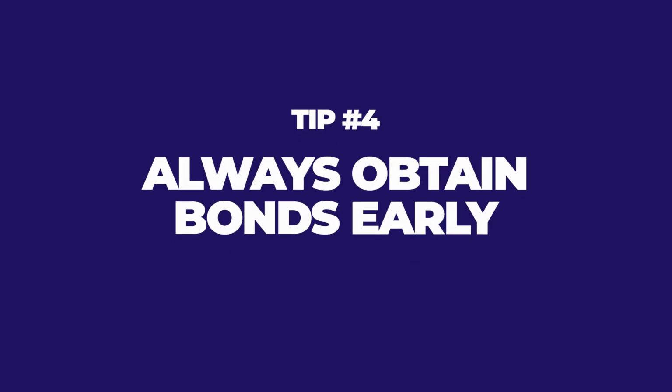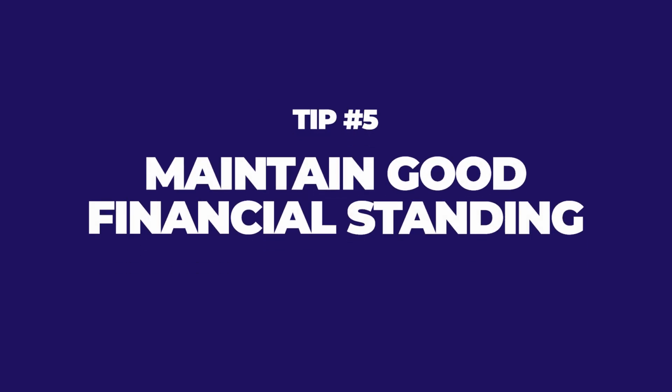Number 4, always obtain bonds early because there's a process to obtaining that bond and getting it approved. Number 5, if you want to get good bonds, or if you want to get bonds at all, you have to maintain good financial standing. I will say one thing, obviously, having a good ethical track record is one thing, but there are services that will allow you and your company to pay for expenses in a way that it reports through credit reporting agencies, and it will build your credit.